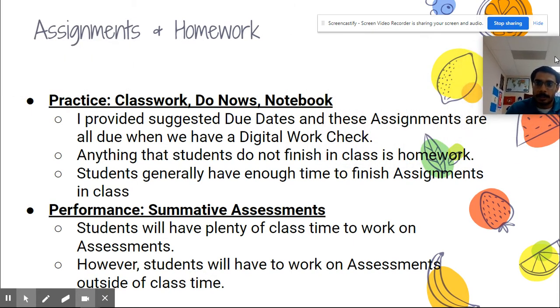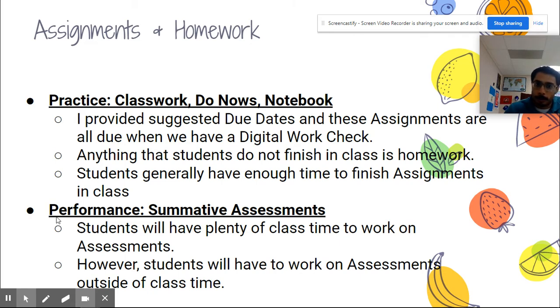In terms of assignments and homework, most assignments are classwork, do nows, questions that students answer at the beginning, and then notebook notes that students take. And I'll go over materials later on in this presentation. I usually provide suggested due-by dates or due dates, and students have to make sure that they've submitted it by the time that we have a digital work check, and that's usually at the end of the unit. Anything that students don't finish in class turns into homework, and they have to finish that on their own time. Students generally have enough time to finish these assignments in class.